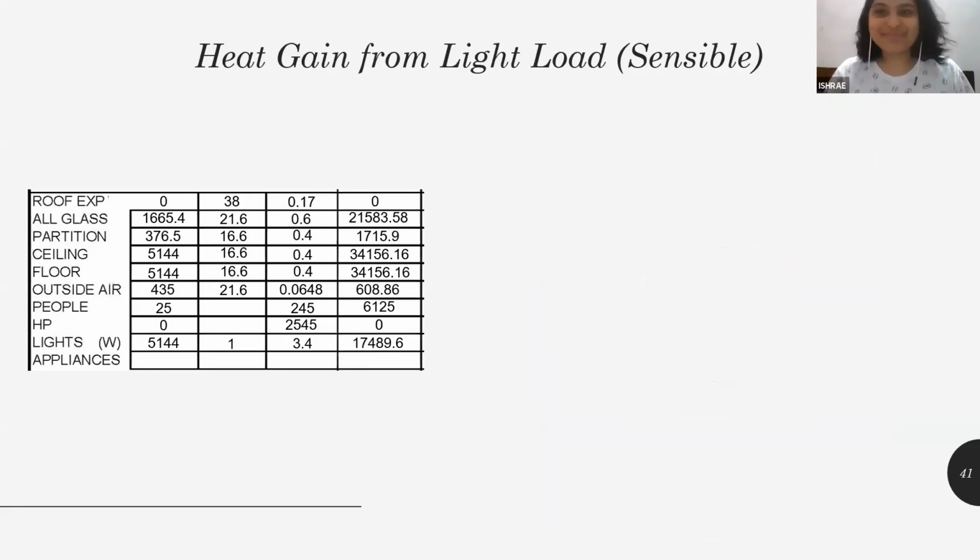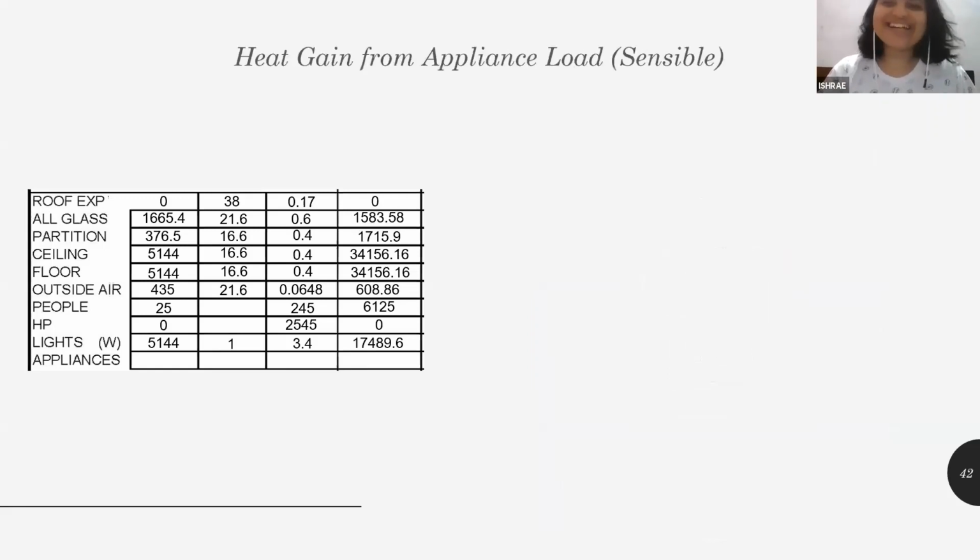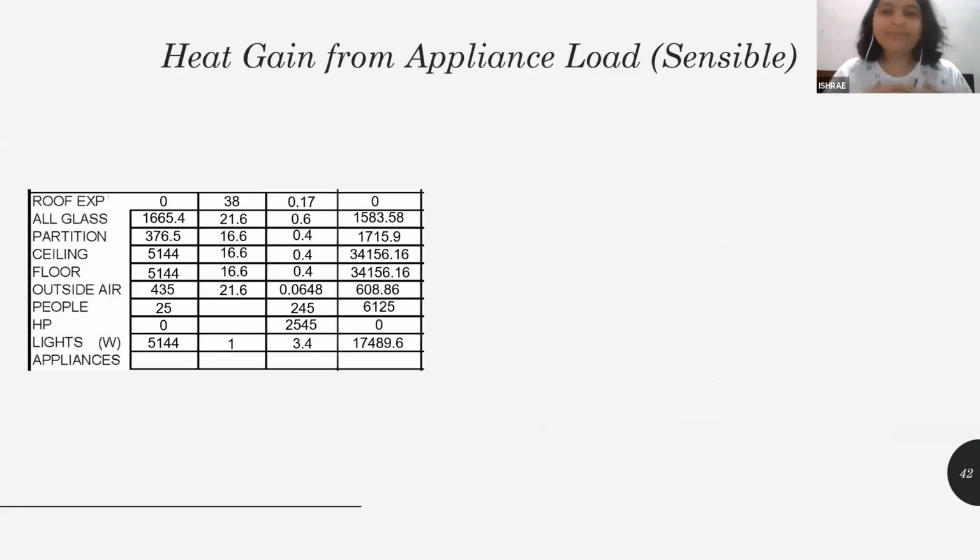Last sensible load, that is the appliances. Apart from people, apart from the infiltration, from opening and closing the door, from the electric motor, from the lights, one more thing that adds sensible heat to your space is appliances. Appliances, matlab, since it is the office space, I'm going to say computers, desktops, laptops, printers. All these appliances add heat load to your office space.